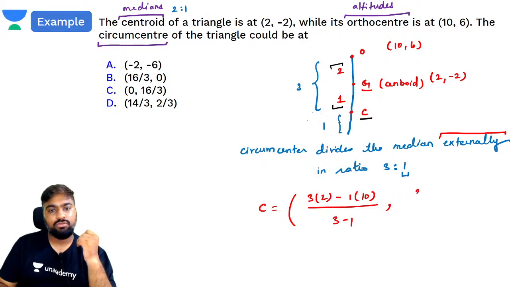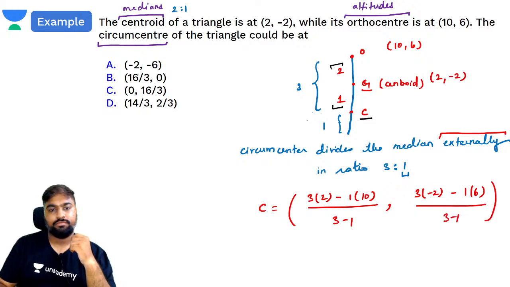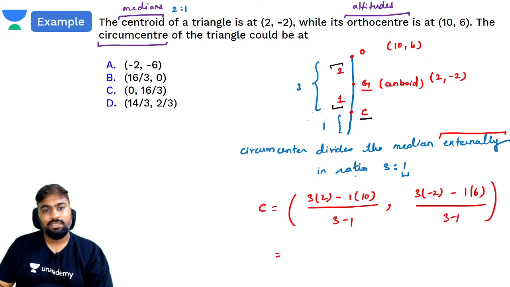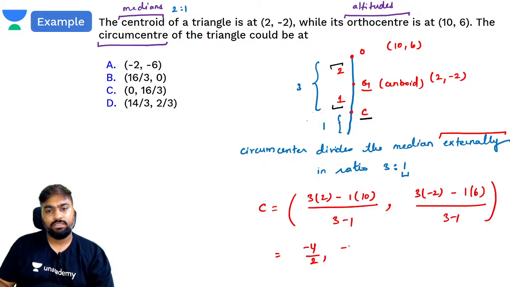3 into -2 minus 1 into 6 by same 3 minus 1. Yes, so this is what? 6 minus 10 minus 4 by 2, comma, -6 minus 6 is minus 12 by 2.